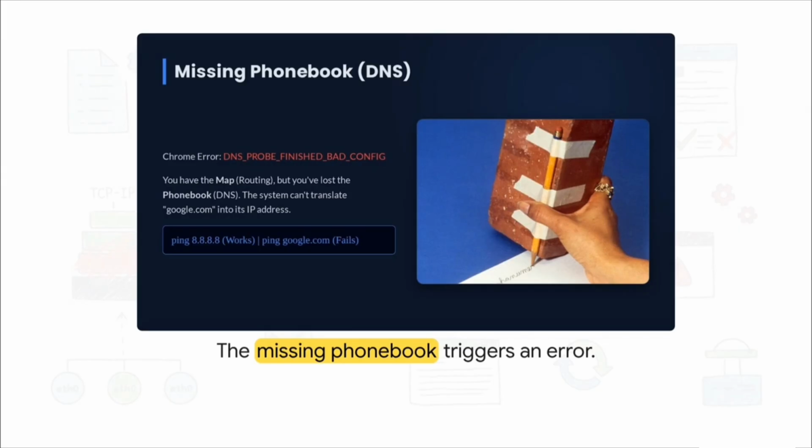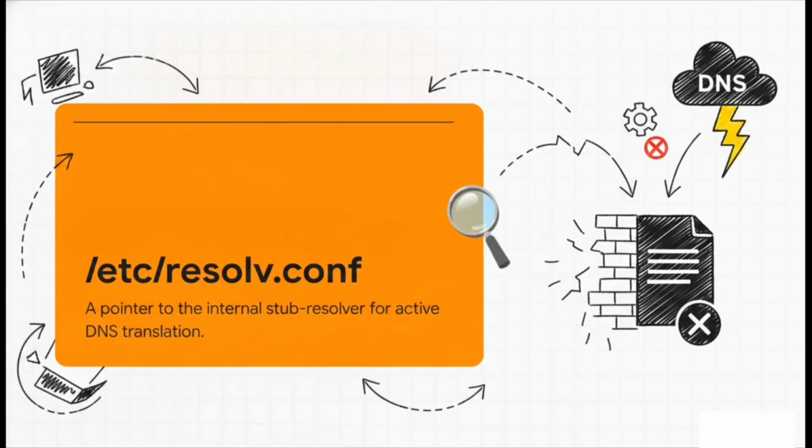When your browser tries to look up a website and fails to find the IP, it throws that infamous Chrome error code DNS probe finished bad config. Basically, we need to repair the operating system's internal phone book. To fix this, we actually need a really quick computer science lesson on the file system.